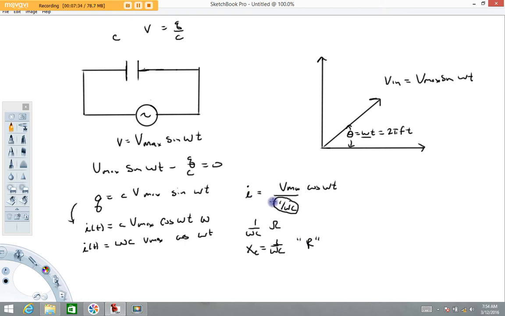So the current is equal to some number times cosine of omega t. Now we're going to compare that to the input voltage here, sine omega t, cosine omega t. These are not quite the same thing. So what I need to do here is get myself some room. I'm going to get rid of this. And we're going to investigate the relationship between the sine and the cosine.